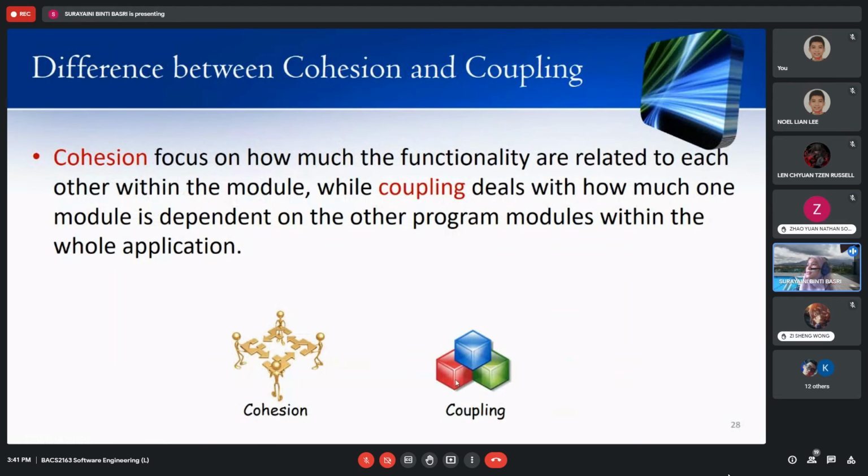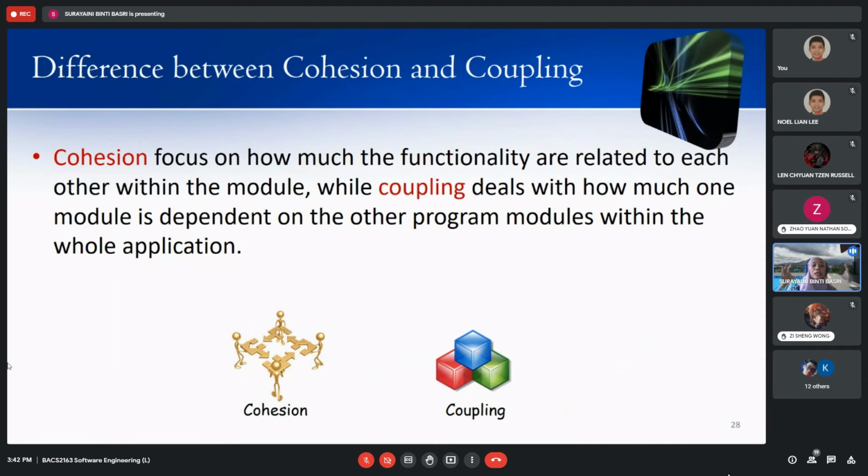So this is the difference between cohesion and coupling. Because they are so interrelated, but actually there's a difference between them. Cohesion focuses on how much the functionalities are related to each other within the module, while coupling deals with how much one module is dependent on the other program modules within the whole application.